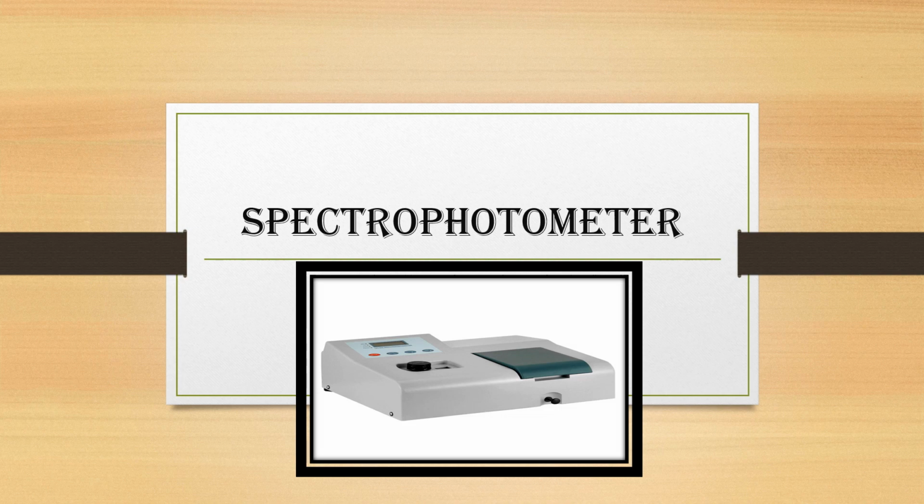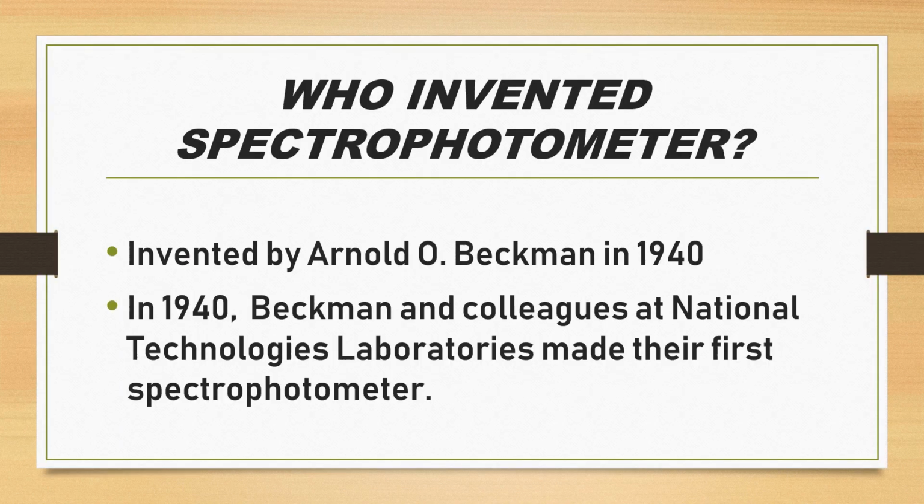So first of all, we should know who invented the spectrophotometer. It was invented by Arnold Beckman in 1940. In 1940, Beckman and colleagues at National Technologies Laboratories made their first spectrophotometer.